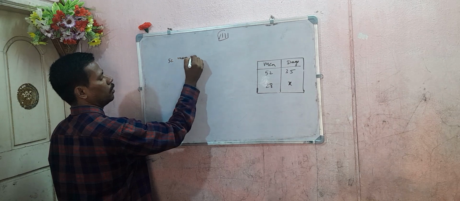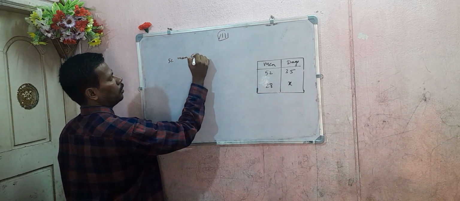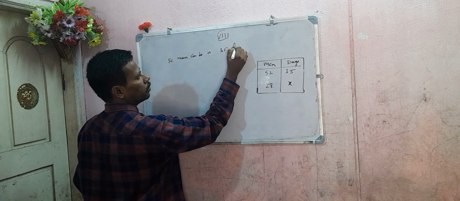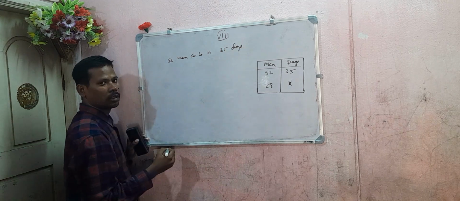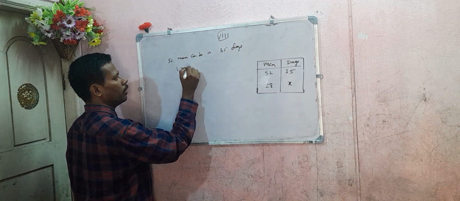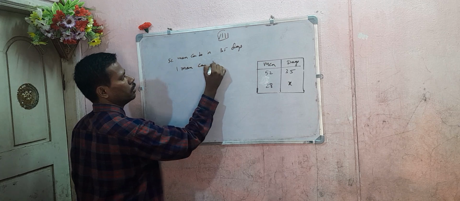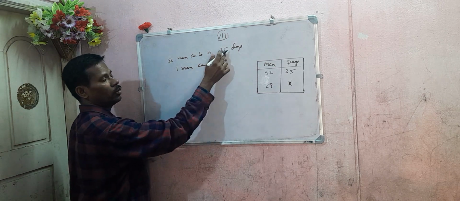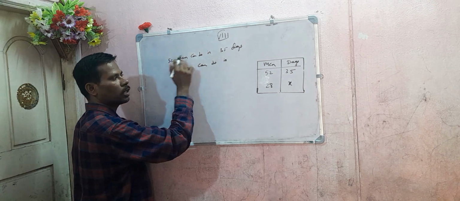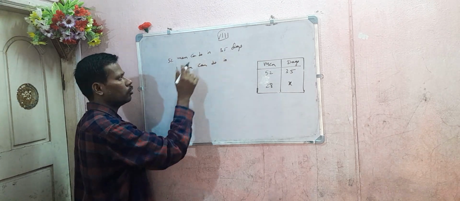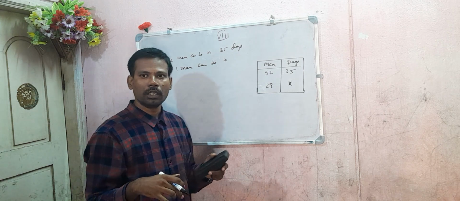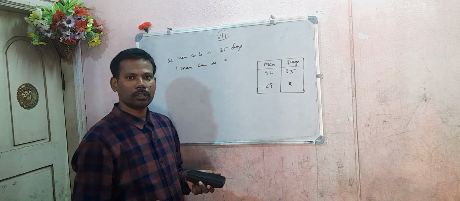52 men can do it in 35 days. Now the question is, one man can do it in how many days? 52 men take only 35 days. That means more men are there, they are taking these many days. Only one man is there. Now if one man is there, he will take more days to finish the work.